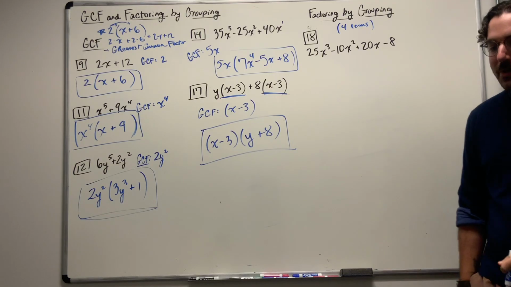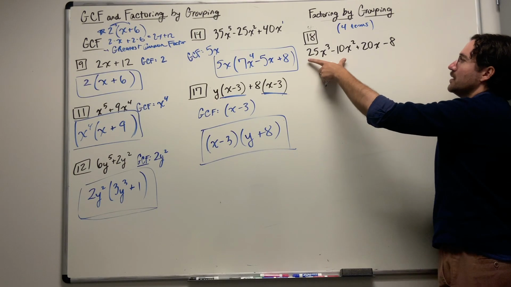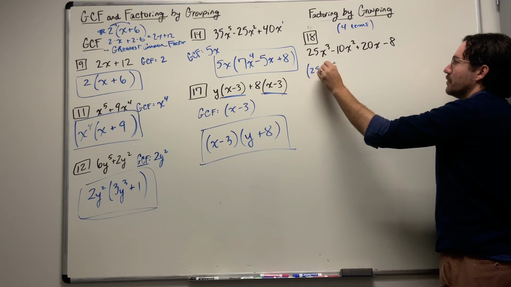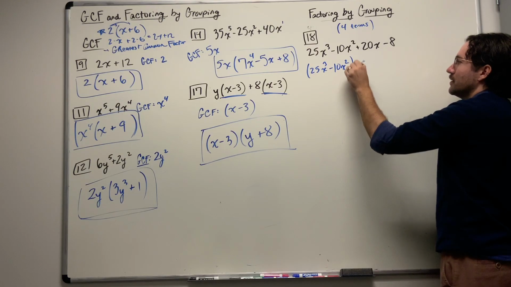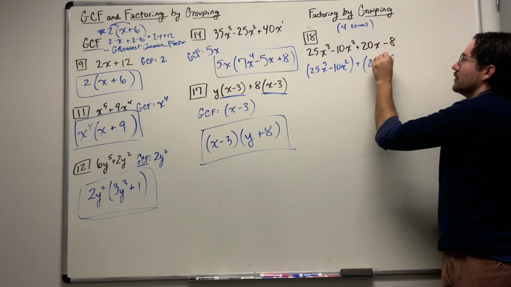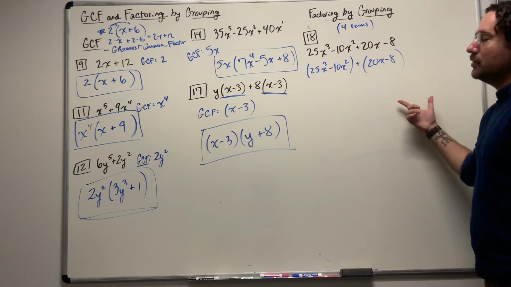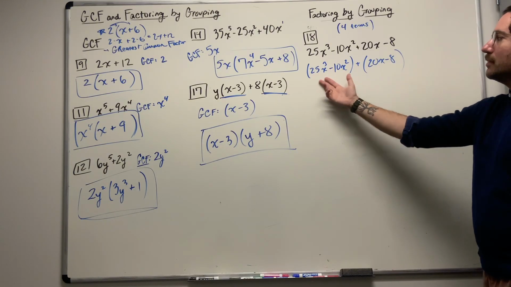So that's a case where we might factor by grouping. So what's the process? We'll first put these into 2 groups of 2. This is partially why it's called factoring by grouping. I'm going to put these into 2 sets of parentheses with a plus in between. So 20x minus 8.